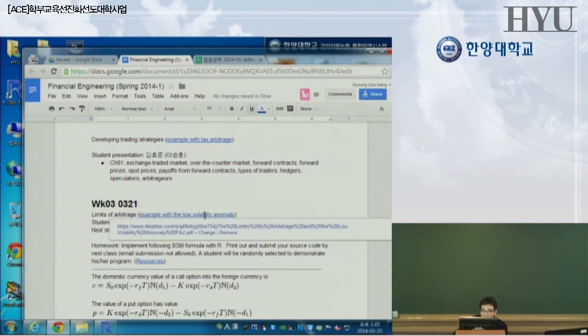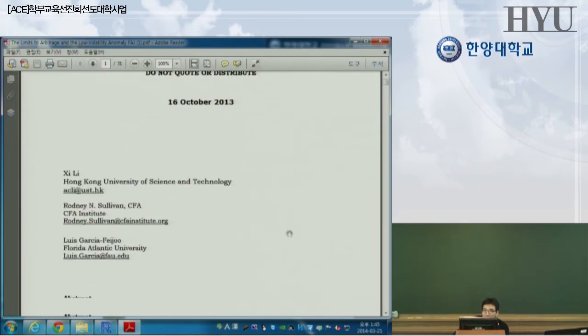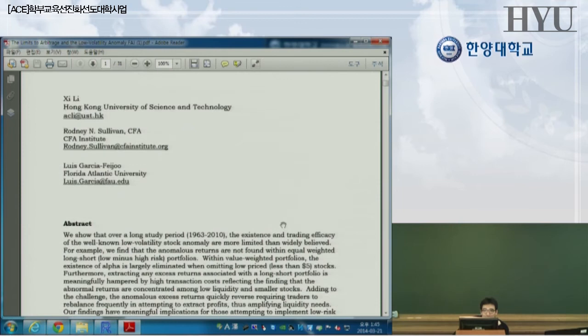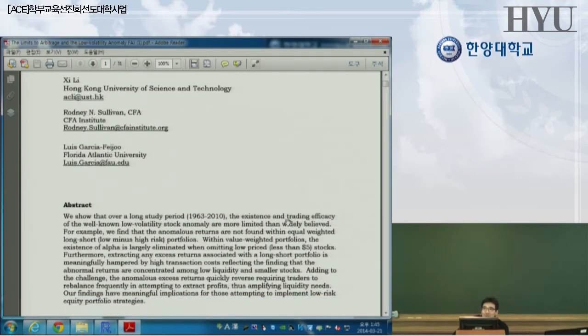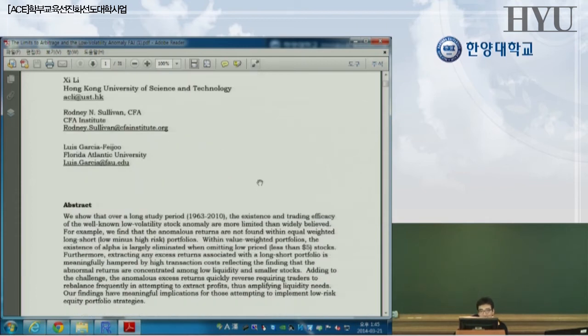The example is the low volatility anomaly. Let's download this: the limits to arbitrage and the low volatility anomaly, forthcoming in the Financial Analysts Journal. This is an academic paper. If you go to a PhD program or graduate program, you have to produce something like this, which is called a dissertation or thesis. Let's read the abstract together because it gives us a broad idea about what this paper is about.